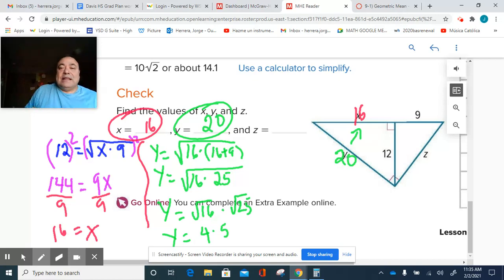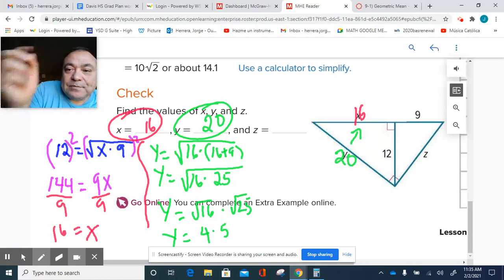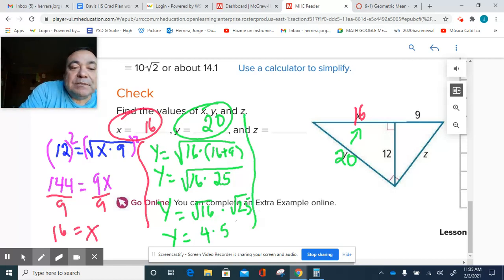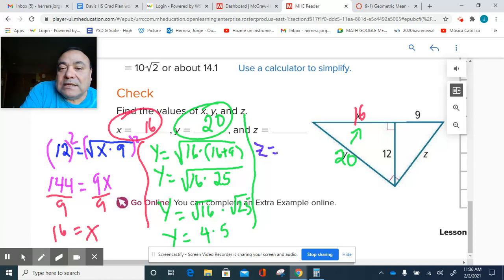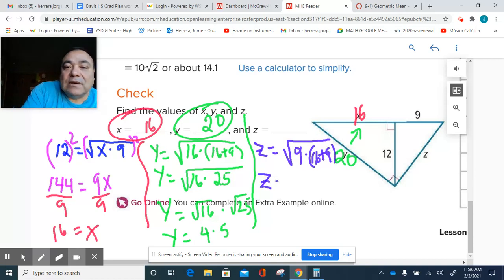All right, now, guys, let's go to z. Let me change the color to blue. z, guys, is right in front of me. So z equals the square root of what I see immediately, which is 9, times the whole segment right there. So it's going to be 16 plus 9. Can you see that? And I go, oh my gosh, that's easy, because z equals the square root of 9 times 25.